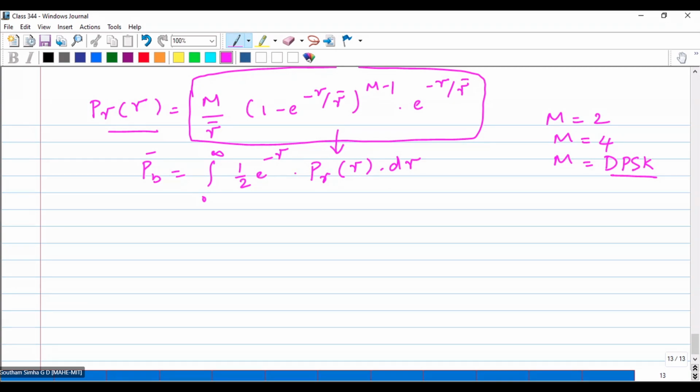Previously, what I had done, same procedure you have to follow. M by 2 gamma bar, you bring it out, integral from 0 to infinity e to the power of minus gamma, this minus gamma by gamma bar, you take it out, into 1 minus e to the power minus gamma by gamma bar whole to the power of m minus 1 into d gamma. Using binomial distribution, you have to separate it out. You just try, otherwise I'll show you how to do it.